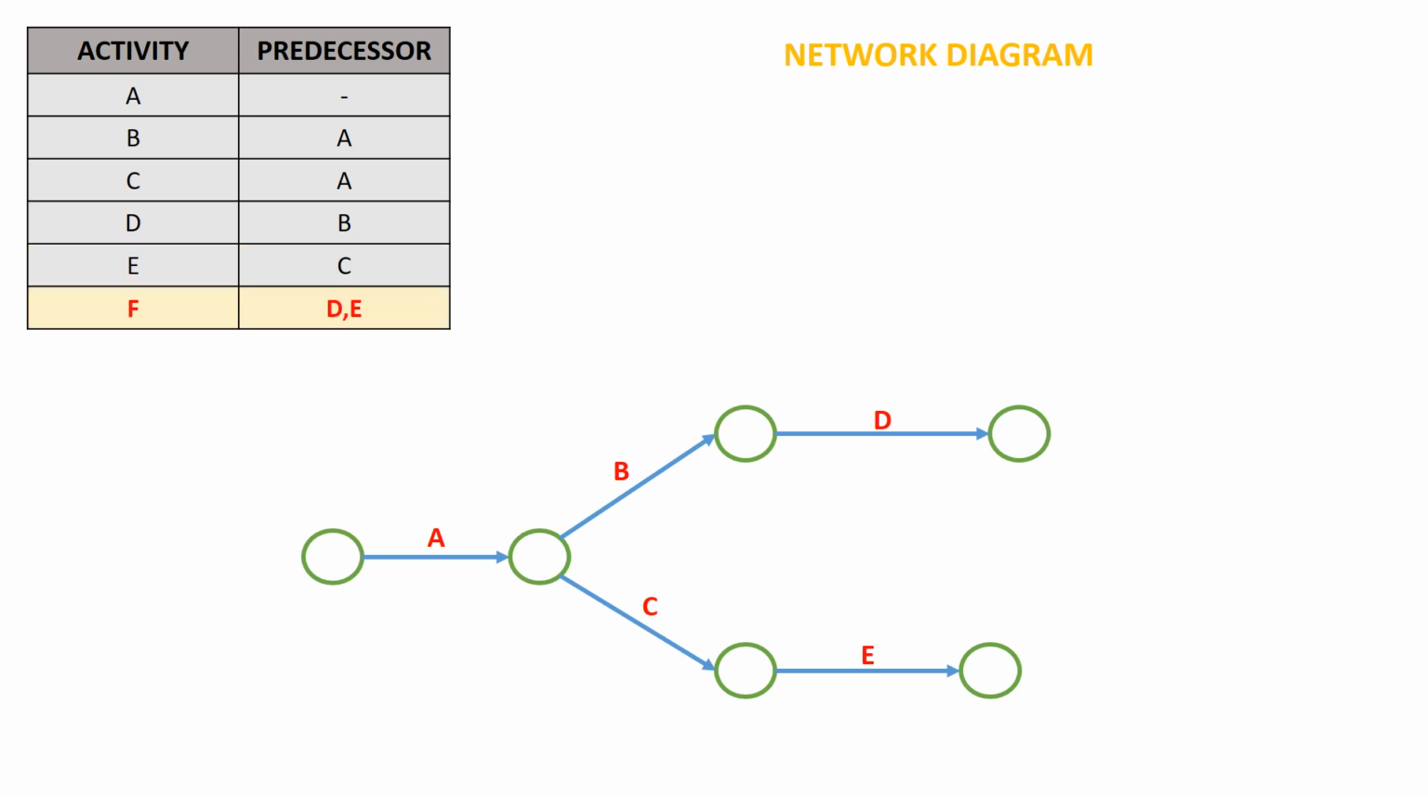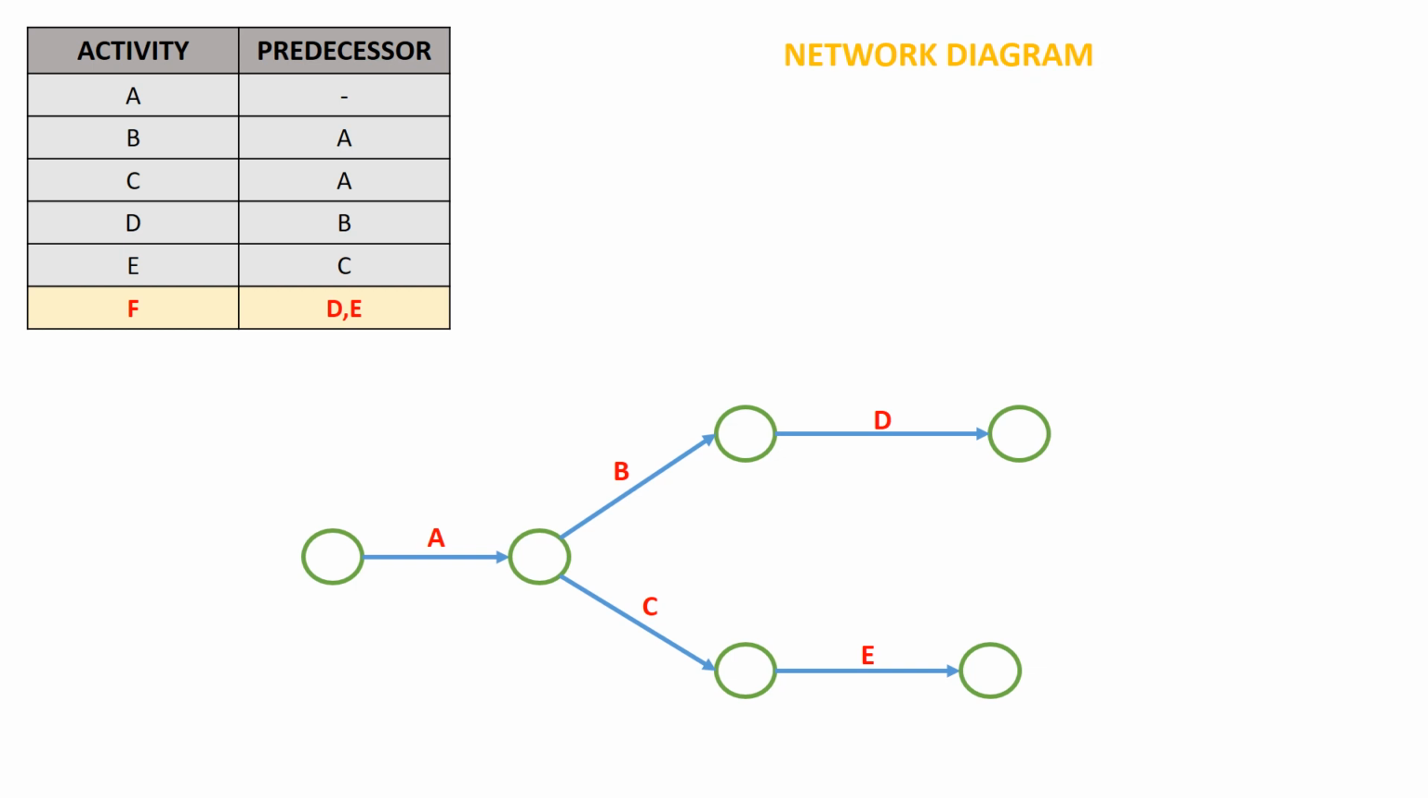Now let's move on to the last activity. Activity F, the predecessors are activity D and activity E. Whereas in our network diagram we can clearly see activity D is completing at some time and activity E is completing at some other time. Therefore, it becomes very difficult for us to draw activity F for the drawn network diagram.